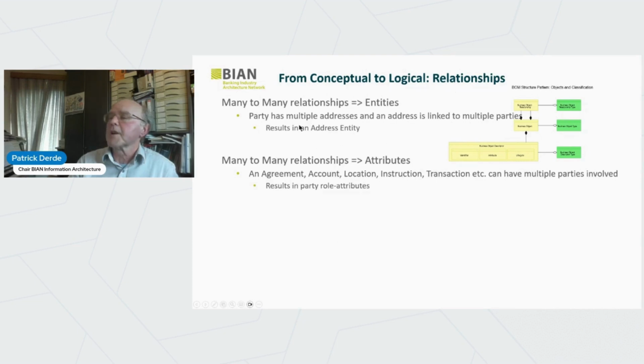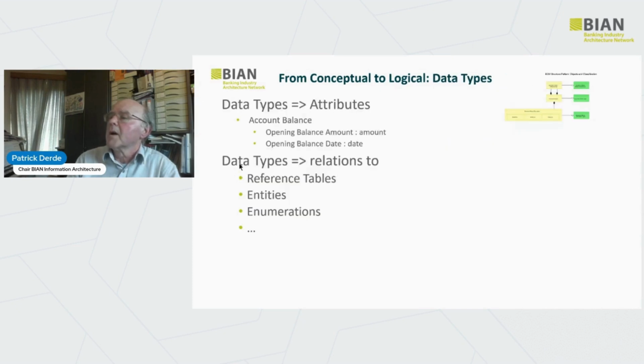The relationships can also translate into entities. Many-to-many relationships are very often translated into entities. But many-to-many relationships can also be translated into attributes, which means when looking at agreements, accounts, locations, etc., always a lot of parties are involved. So they can result in attributes with a role, which we call the party role attributes. Data types can be translated into attributes, but can also be translated into relations, and so on.